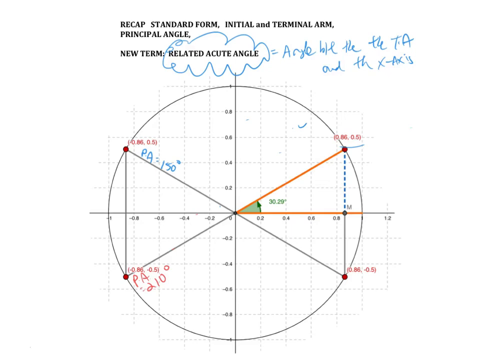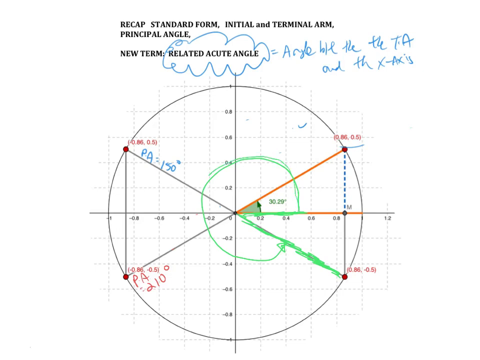And in quadrant 4, in green, this is also a terminal angle. So it's our terminal arm, but what is the principal angle? Well, remember, principal angle means going from 0 degrees, or the initial arm, all the way around counterclockwise to this terminal arm. And in this case, what are you going to do? Well, there's a couple of ways, but I'll just show you one way.